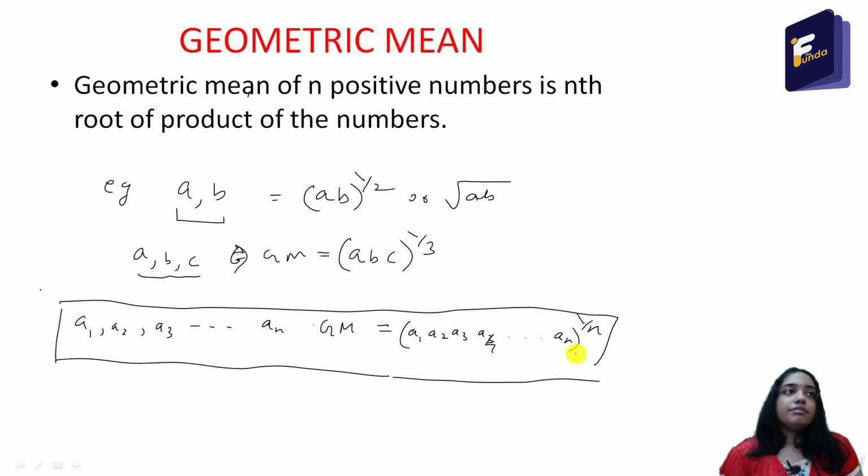So now we have already learned about geometric progression and geometric mean. In the next class we will learn about the sum of the terms of a geometric progression, and then we will learn about harmonic progression, and then we will complete the chapter.